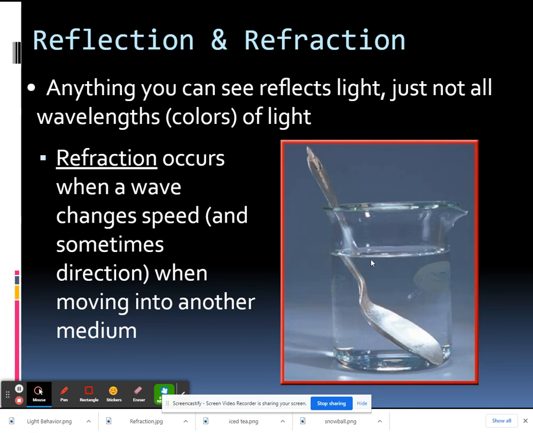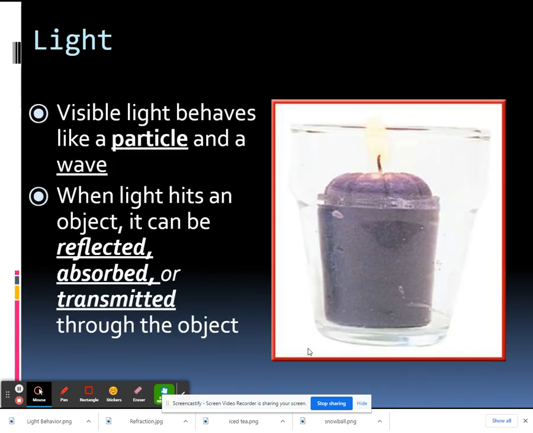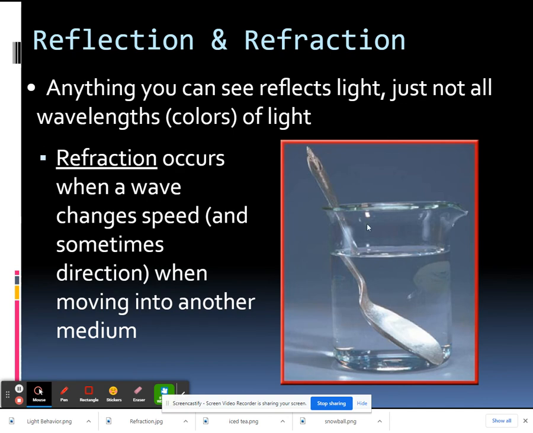And in this case, it appears this spoon is bent or folded, and this is due to a phenomenon called refraction. Refraction is a type of transmission. Remember before we said light can be transmitted through an object? Well, the light is transmitted through the glass and the air and the water. I'm assuming this is water. It's transmitted through, but as it's transmitted through, it changes the speed of light, because light travels at different speeds through different mediums. So it travels at a different speed through the air than it does through the water.